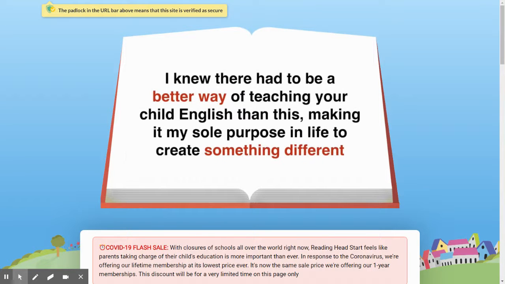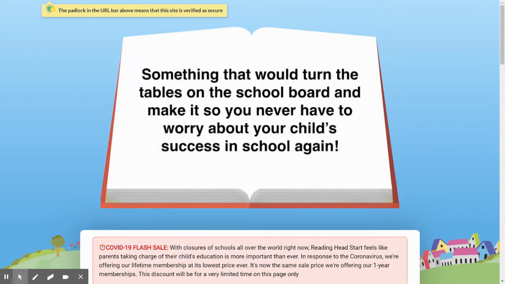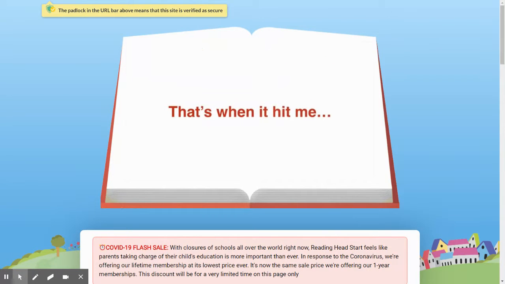I knew there had to be a better way of teaching your child English than this, making it my sole purpose in life to create something different, new, and that would ensure my son quickly got his grades up by the end of the year. Something that would turn the tables on the school board and make it so you never have to worry about your child's success in school again. That's when it hit me.